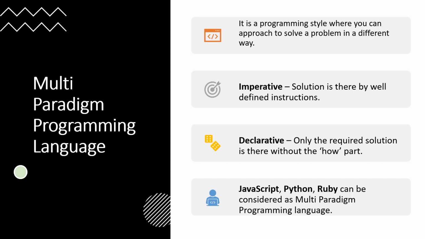Declarative is where you are providing the required solution, but without the how part, not stepwise procedural, but more of a functional way. Again, with examples, you would be able to understand more. I know that, but like I said, I have to go step by step. Both can be possible in JavaScript, Python, Ruby, right? So these languages can be called multi-paradigm programming languages.